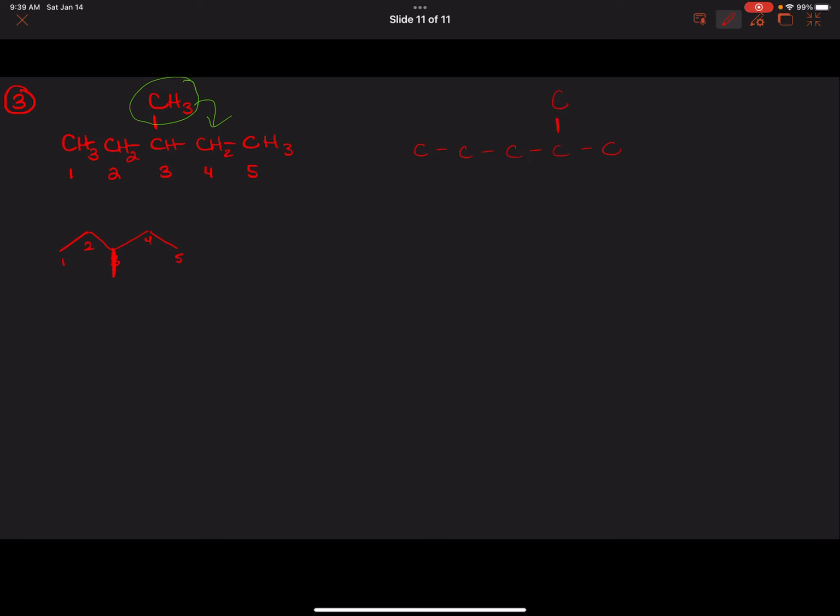But remember, we've got to number. And we have to number from the end closest to the branch. So this time that branch is closest to the right side, so I'm going to number from the right. That puts my carbon on number 2. This is not a new isomer. It's not a new structure. It is the same as the isomer I already drew for isomer number 2. So what that means is I have tried my branch on all 3 of my interior carbons. So that is as many structures as I can draw with this 5-carbon chain and a 1-carbon branch.